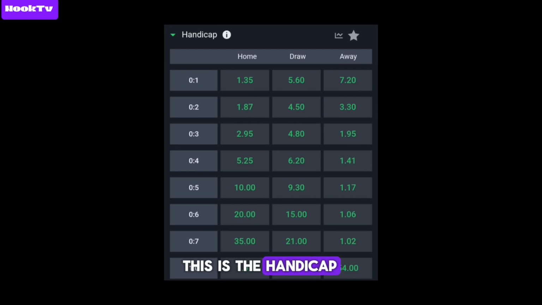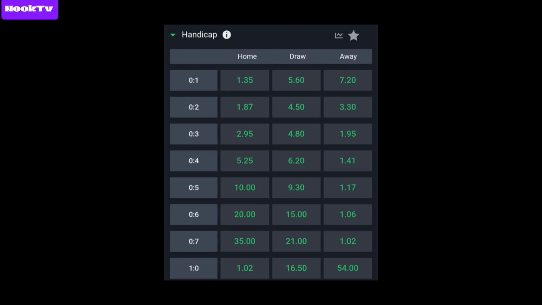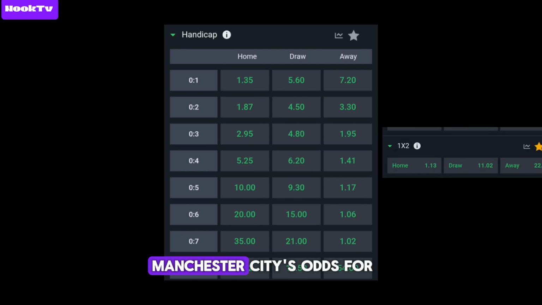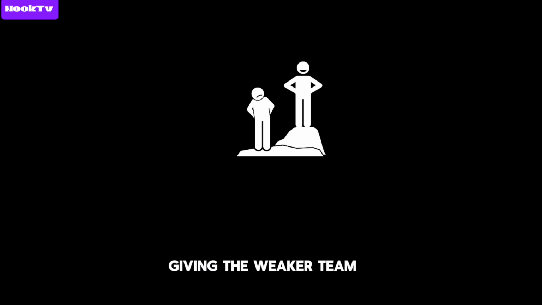This is the handicap odds for a game between Manchester City and Southampton, where Manchester City is the clear favorite. As you can see, Manchester City's odds for a straight win are quite low, which is why many people choose to play handicap betting. As you may already know, handicap betting is about giving the weaker team an artificial advantage and giving the favored team a disadvantage.